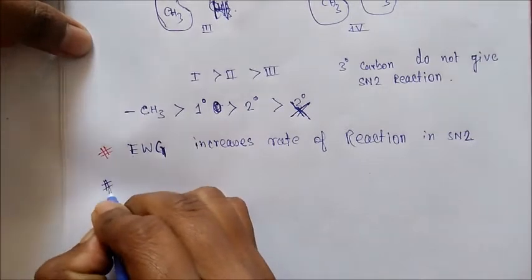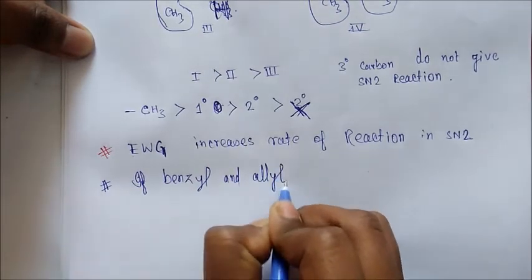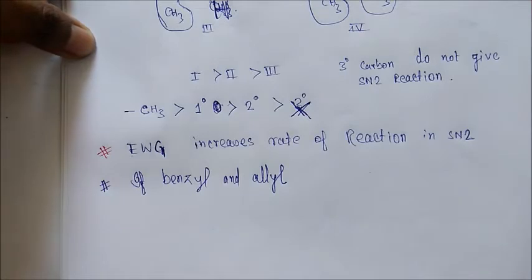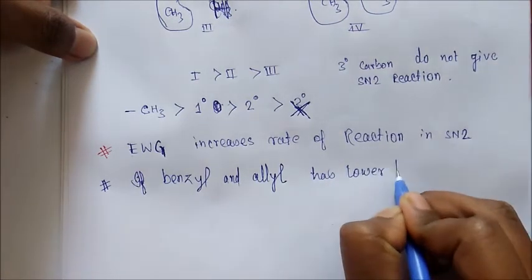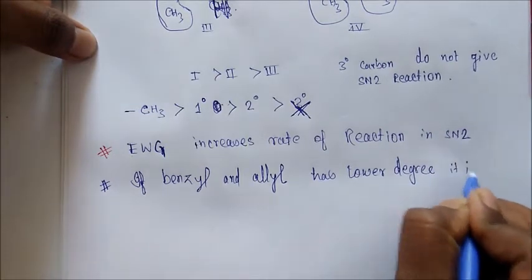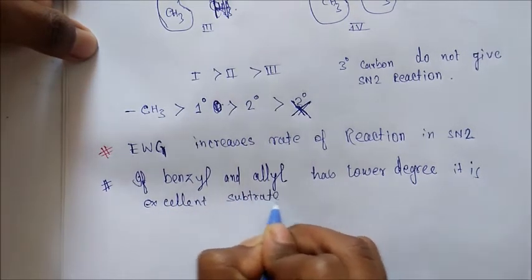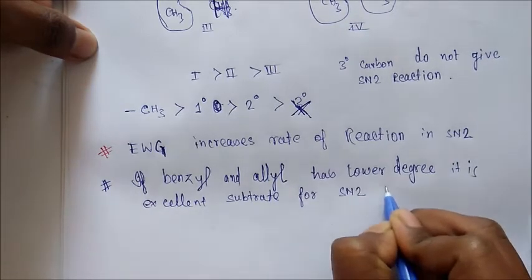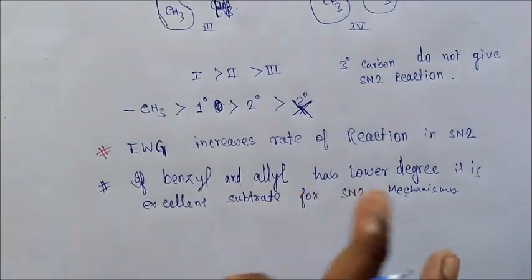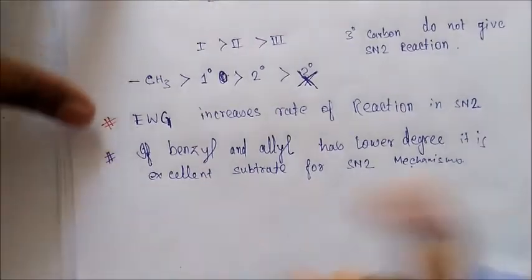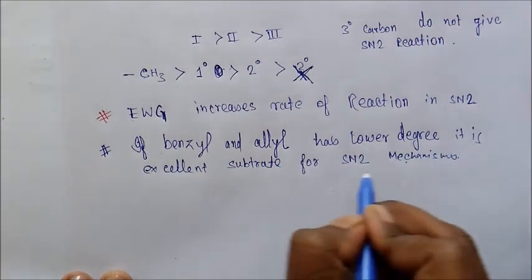The next point is, if benzyl and allyl have a lower degree, they are excellent substrates for the SN2 mechanism. What are benzyl and allyl groups? Let's see an example, then you will get some meaning.